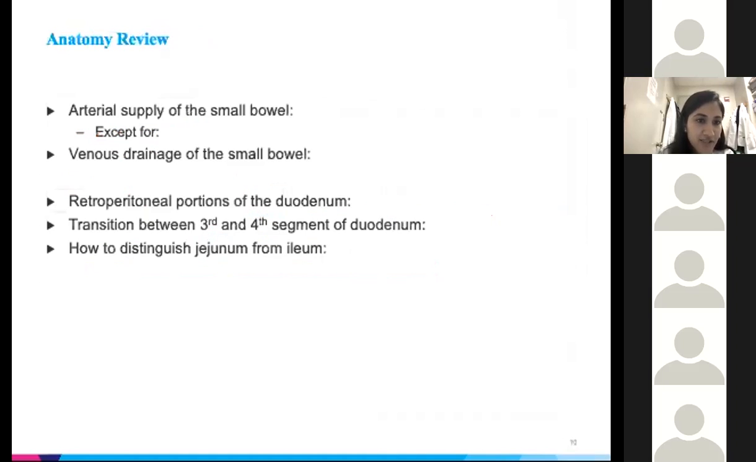And then let's just go through the anatomy review again. Sir John. It's the SMA, except for the first 2 centimeters or so of the duodenum. Yep. So the SMA is the arterial supply for the small bowel, except for the proximal duodenum, which includes supply from the celiac or the GDA.